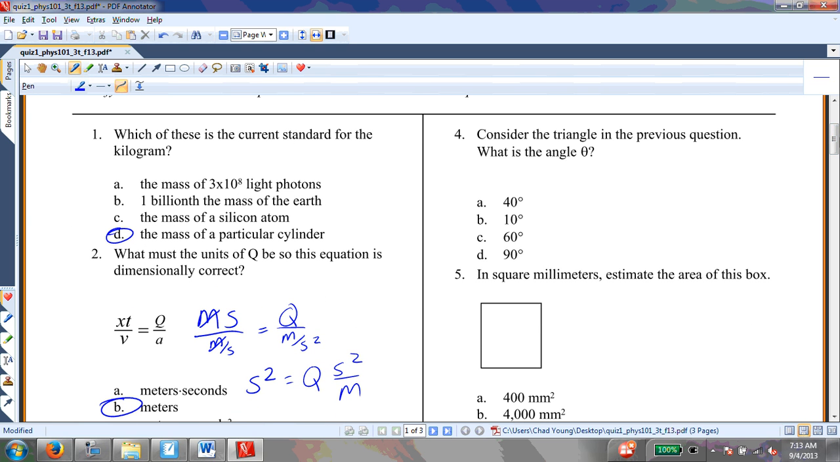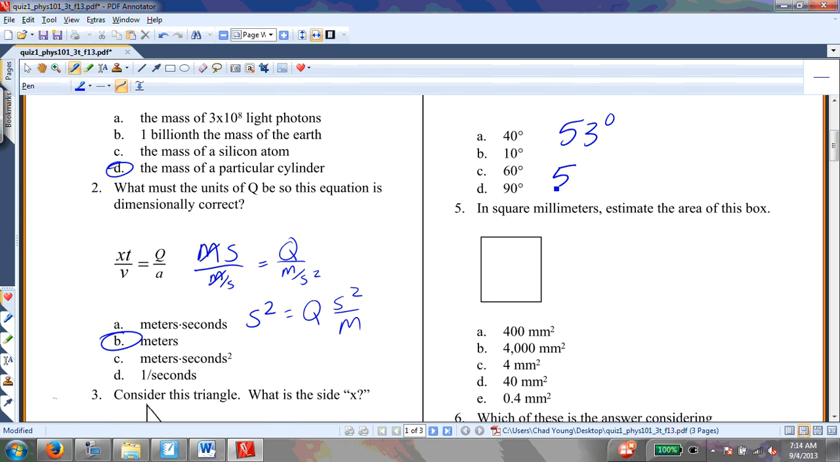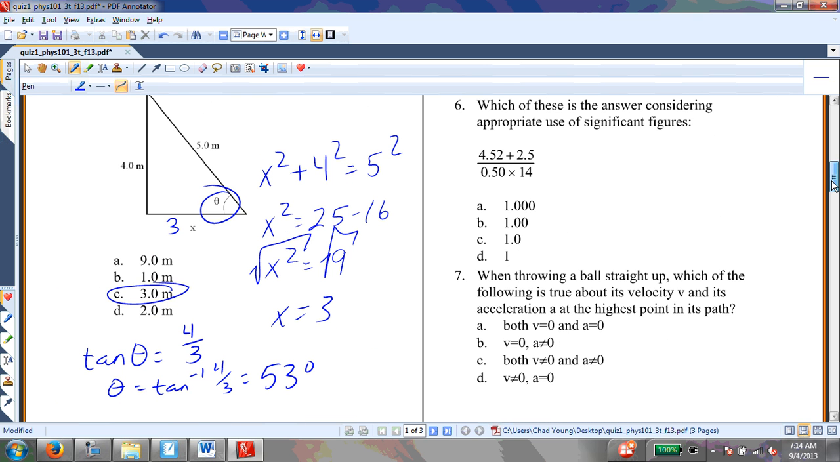All right, I'll have to come back. I must have a mistake here. I have the correct answer. The answer is 53 degrees. The answer will actually be listed as 50 degrees on the quiz, so I'll have to correct that. But the answer is 50 degrees. All right.